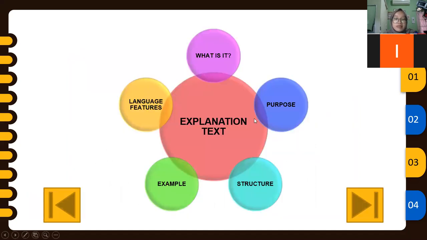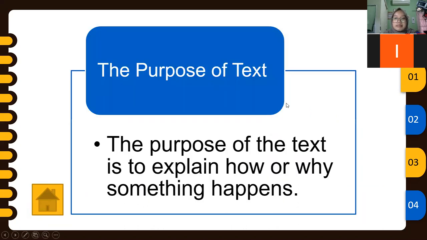Alright. The next is the purpose of explanation text. The purpose of explanation text is to explain how or why something happens. The purpose of this text is to explain how and why something natural or social cultural phenomena in the world happen. The text contains the process or sequence of the phenomena. Any questions, students? No one?